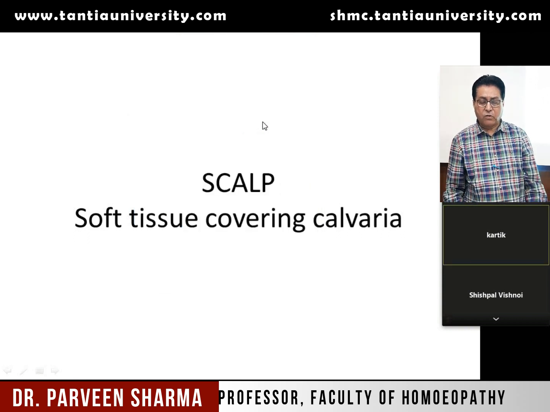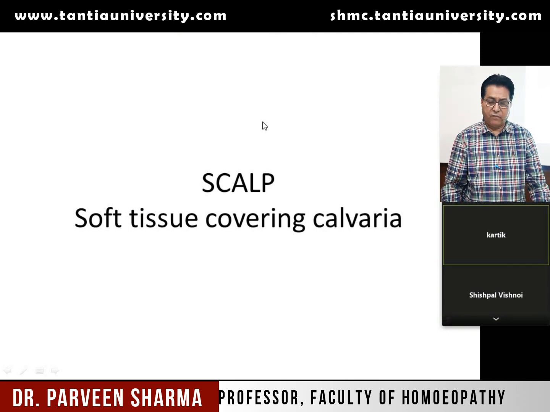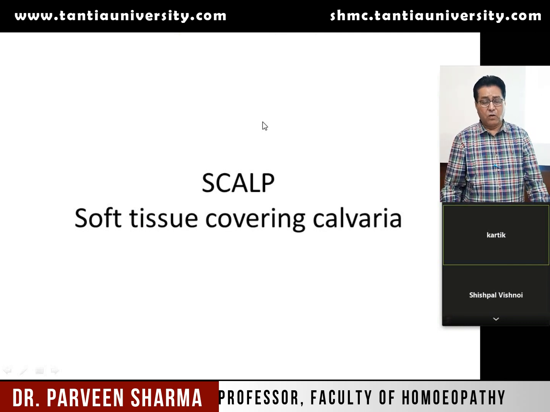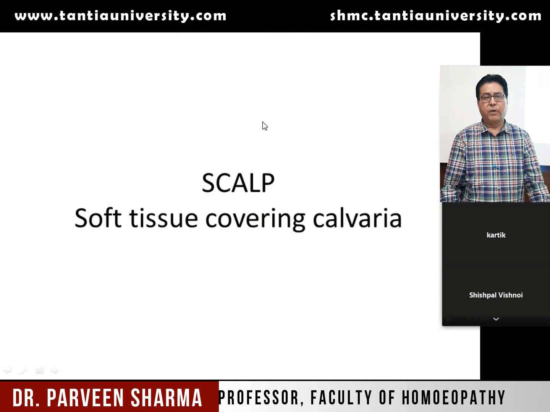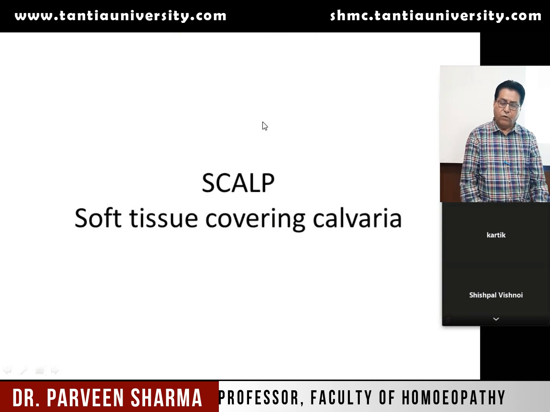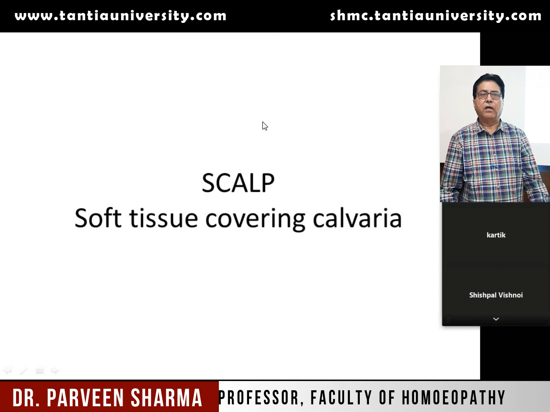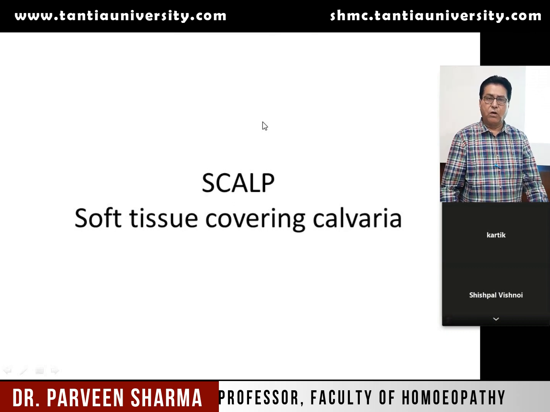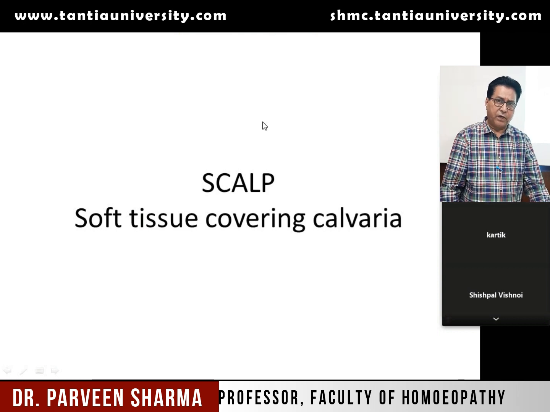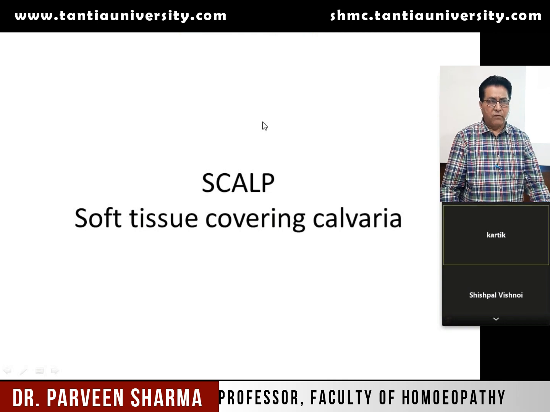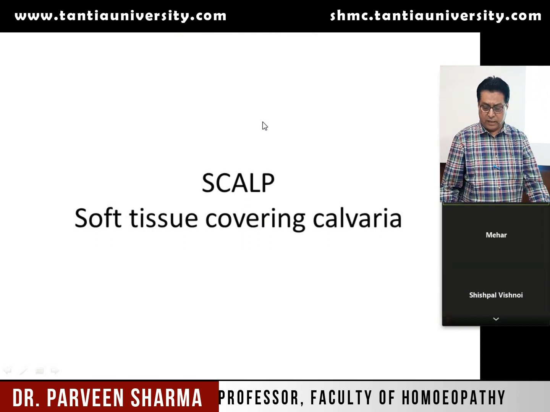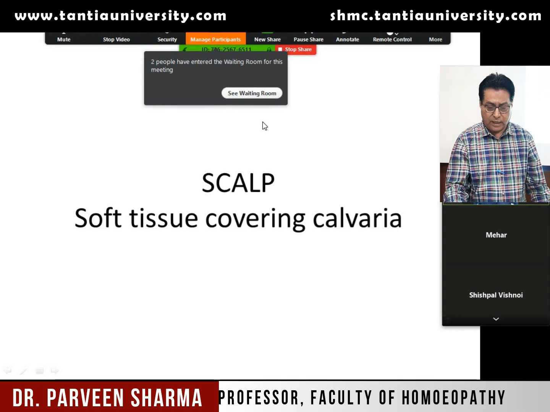So today we are going to start with volume 3, head, neck and face. In this volume, the first topic, which is a very important topic for your examination also, we are going to talk about the scalp. So you must know the definition of scalp. Scalp is the soft tissue covering over the calvaria. The calvaria is the skull cap. Over your skull cap, the soft tissue layers that are there form your scalp.